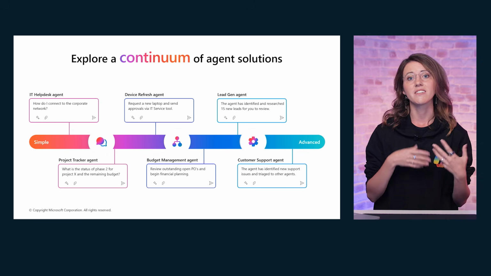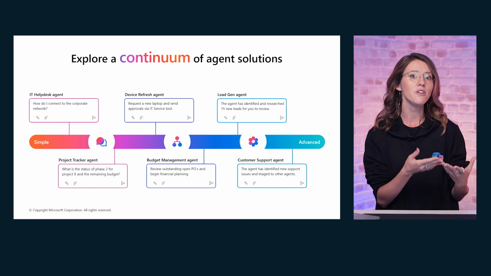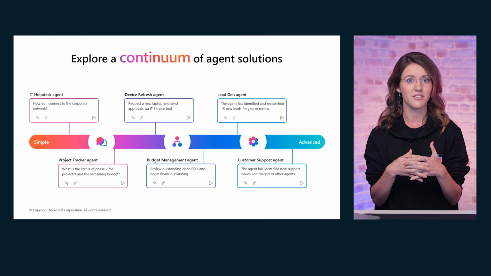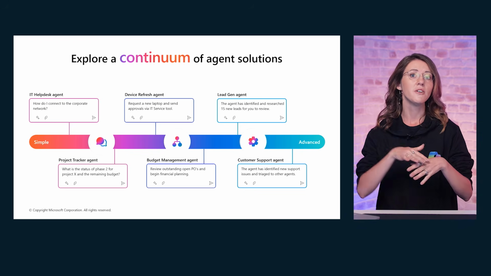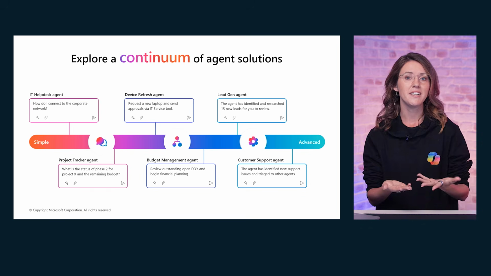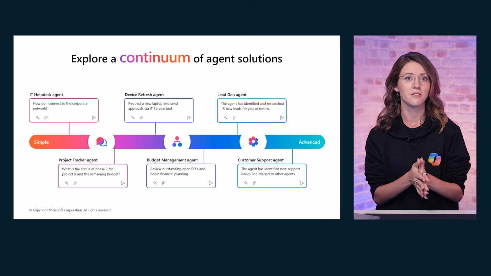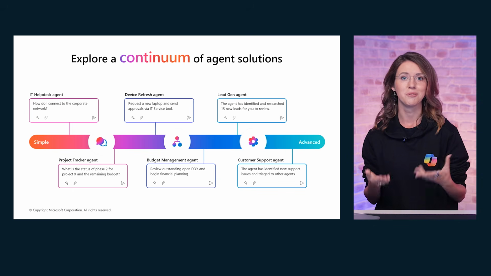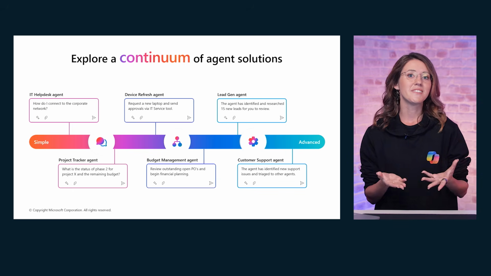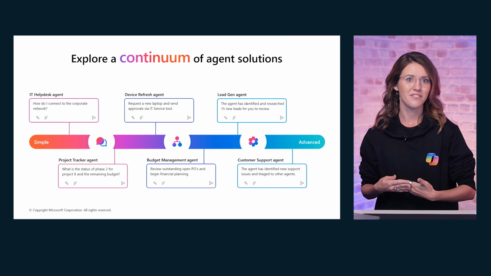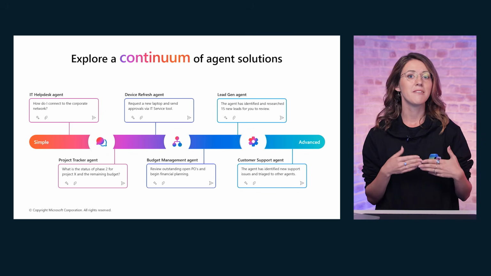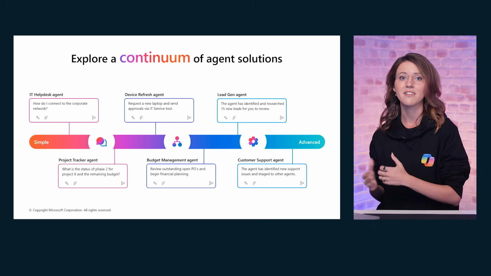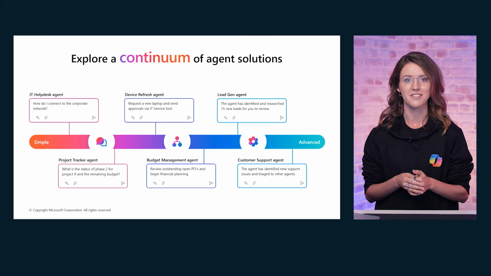Retrieval agents are the simplest. They follow predefined rules and instructions to fetch information. Task agents go a step further by automating workflows using rule-based logic and organizational knowledge. And then we have autonomous agents, which represent the most advanced stage. These agents can make decisions, adapt to changing conditions, and operate with minimal human intervention.